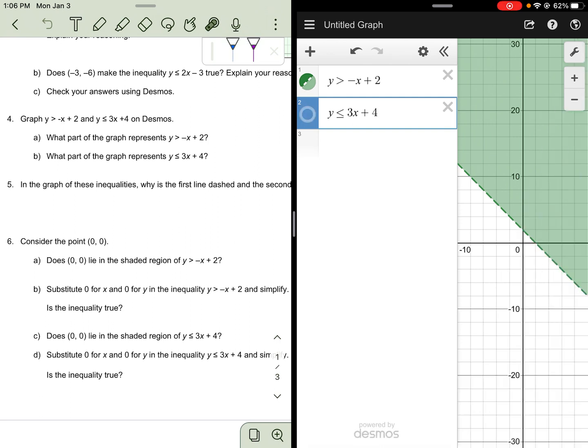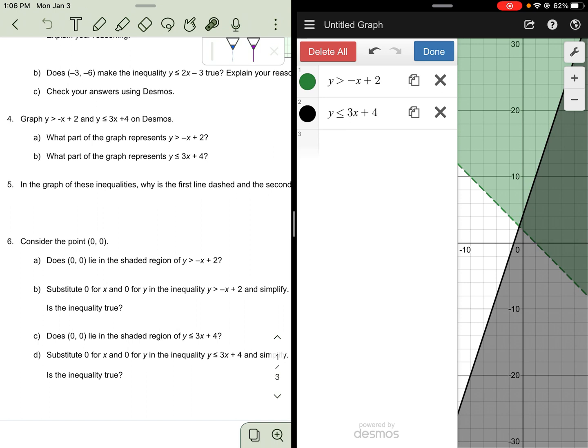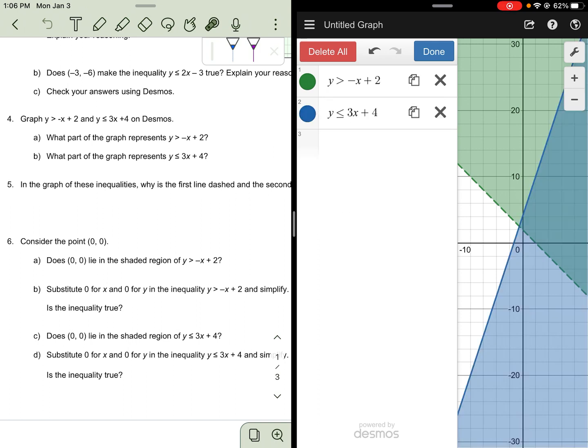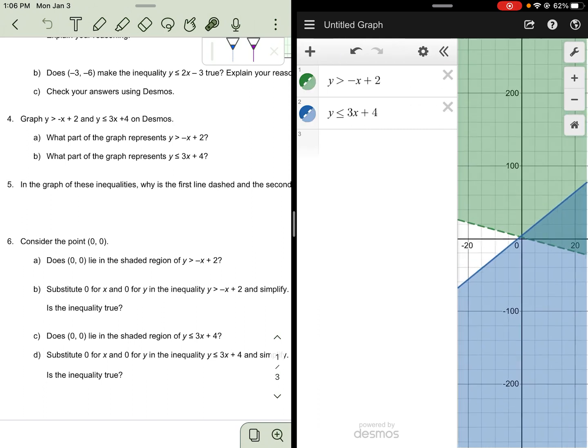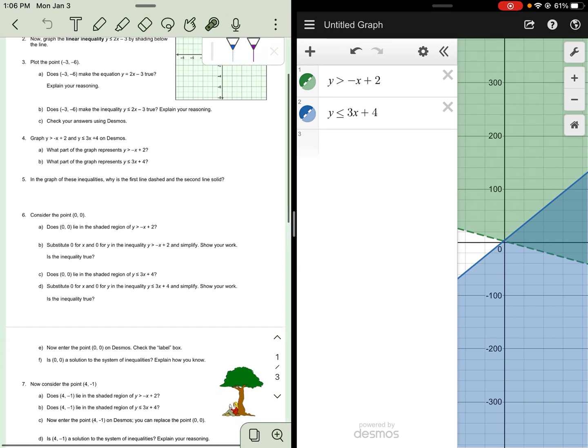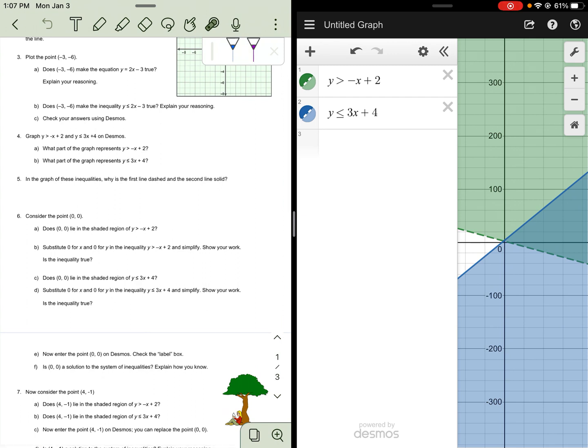Okay, let me change this color if I can. All right, that looks better. Okay, so now it says what part of the graph represents y is greater than -x plus 2, and that is the shaded green region. I'm going to zoom out so you guys can see more of that. And then the shaded blue region is the part of the graph that represents y is less than or equal to 3x plus 4.